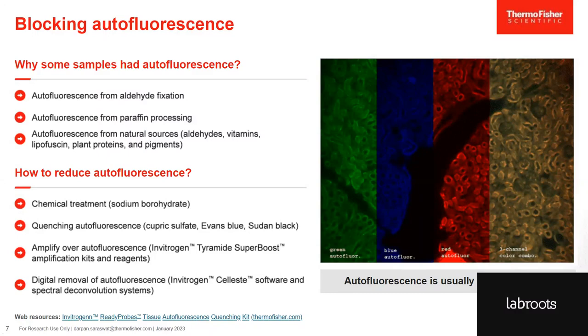You can use chemical treatments like sodium borohydride treatment. You can use quenching methods like using cupric sulfate, EVOS blue, Sudan black. You can quench the autofluorescence. Or you can use Invitrogen Tyramide SuperBoost amplification kits to amplify over autofluorescence. Or you can digitally remove the autofluorescence using Invitrogen CELLIS software. Or in your lab, if you have a spectral deconvolution system, that can also be used to digitally remove autofluorescence from your sample.